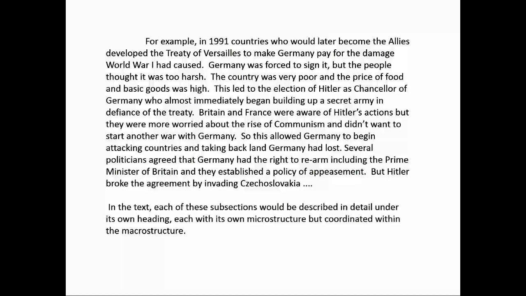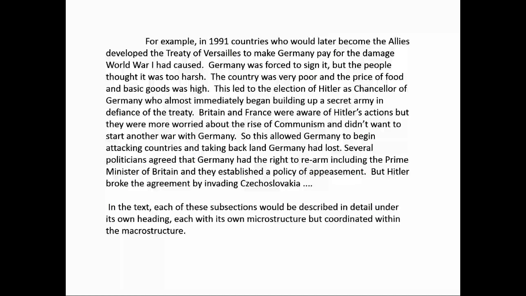This is obviously pulled out of the middle of something, but it says there was something over here that was mentioned, and then it says, for example, in 1991, countries who would later become the Allies developed the Treaty of Versailles to make Germany pay for the damage World War I had caused. Germany was forced to sign it, but the people thought it was too harsh. The country was very poor, and the price of food and basic goods was high.